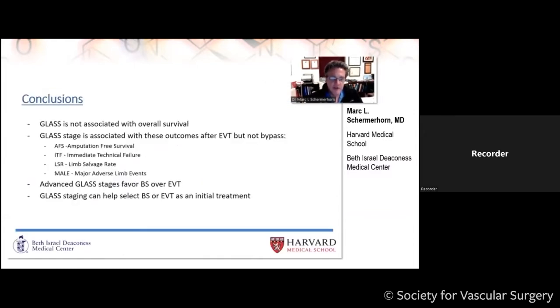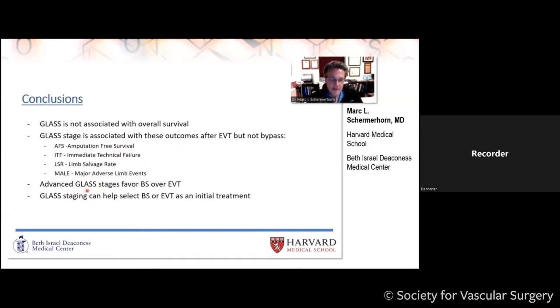So I think we can conclude from these data that GLASS is not associated with overall survival. However, the GLASS stage, in particular 3 versus 1 or 2, does have significant associations in endovascular treated patients, but not bypass treated patients, with the more advanced GLASS stage being associated with worse amputation-free survival, immediate technical failure, limb salvage, and major adverse limb events.